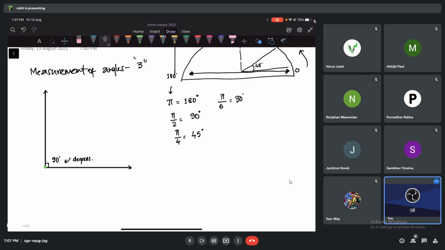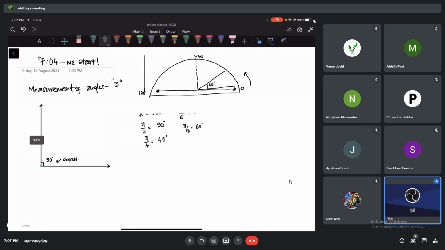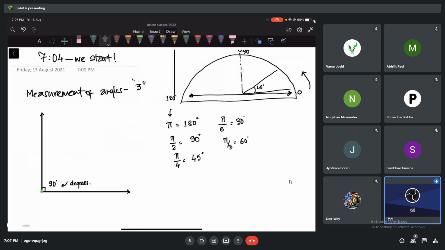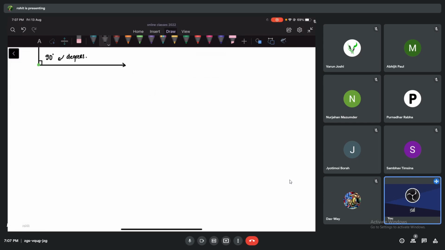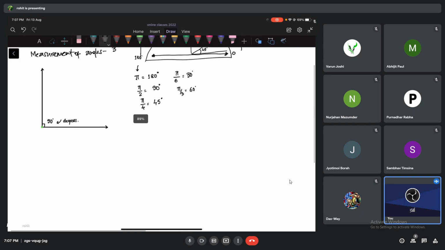And then how much we have? Pi by 3 also we have, that is your 60 degree. So you already have some idea about how to measure angles. Now what we are going to learn is how do we measure very small angles, which is much smaller than 1 degree, so we are going to do that.